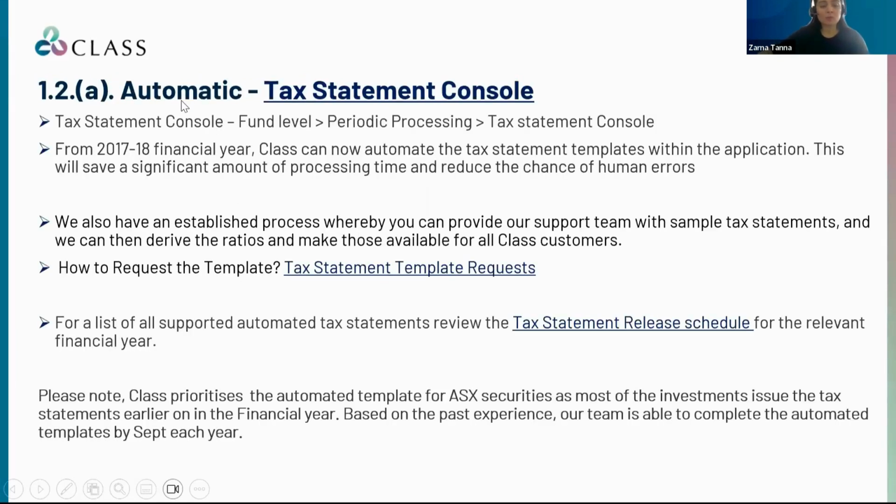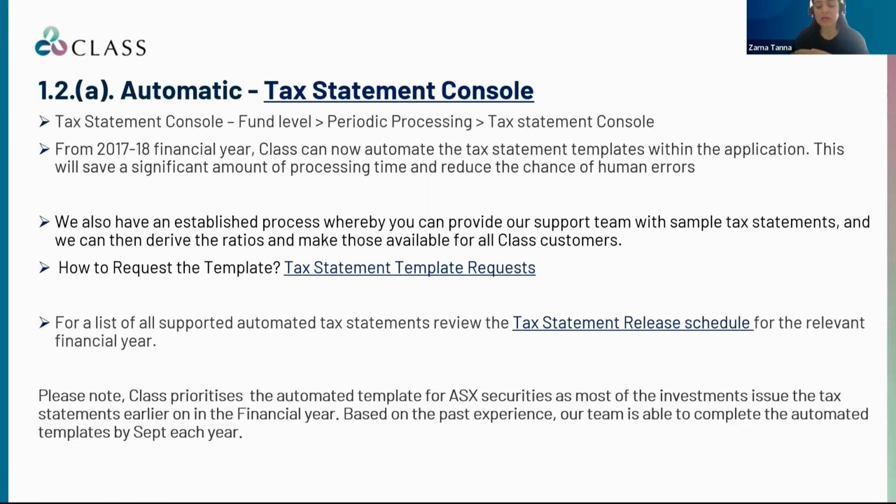So looking into the options for the automatic tax statement console, how you could process this is by going to the fund level and going into periodic processing and tax statement console. We will look into the fund level for demo purposes shortly, but just to give you more information, from FY 17-18 financial year onwards, Class automated these tax statement templates for you.